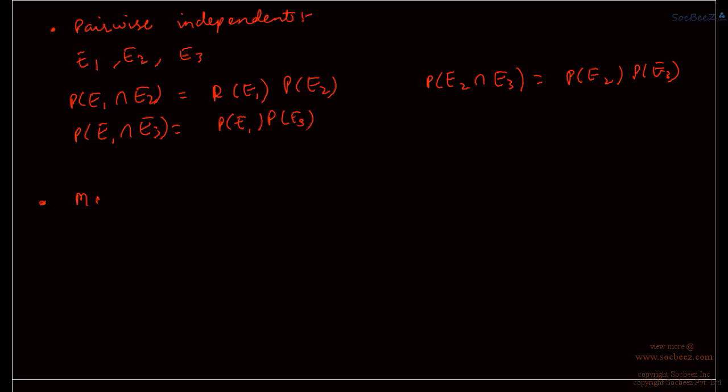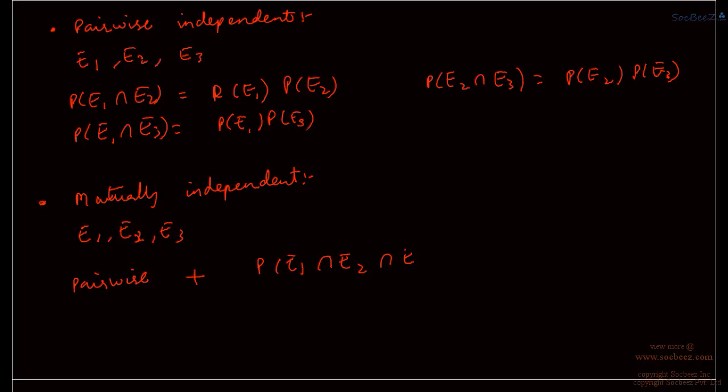So just extending this, the next one is known as mutually independent. Now, mutually independent events are obviously pairwise, and they have another extra component. Suppose E1, E2 and E3 are mutually independent events, then they are pairwise, plus they also satisfy the next result, that P of E1 intersection E2 intersection E3 is actually equal to P of E1 into P of E2 into P of E3.